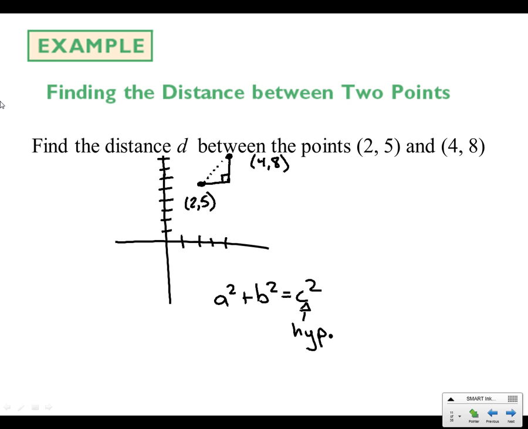So here we're going to figure out, all right, how much do we move sideways? We go from 2 to 4, so that's a distance of 2 squared. We go from 5 all the way up to 8, so that's a distance of 3 squared, and so that's going to be 4 plus 9, and that's 13. That's not your distance, though. Remember that that's equal to c squared. So to find our distance, we would need to square root both sides of this equation, and the distance here would be root 13.